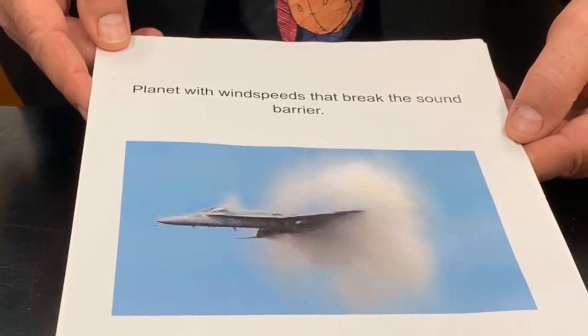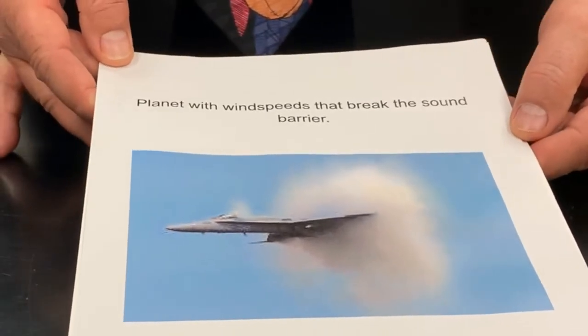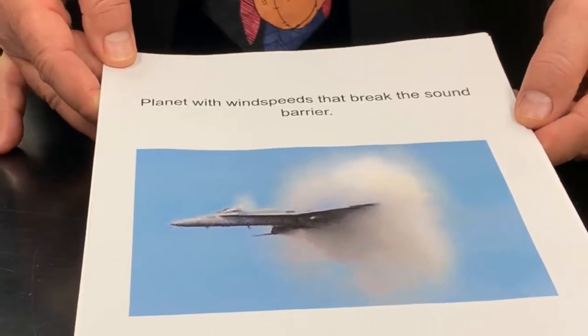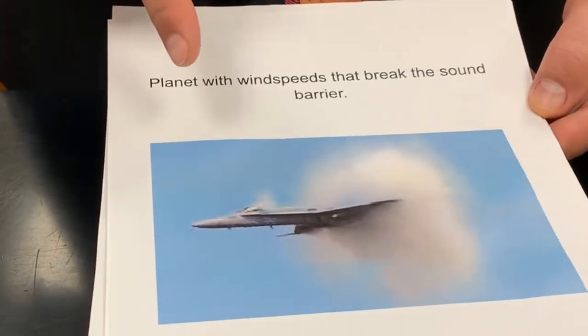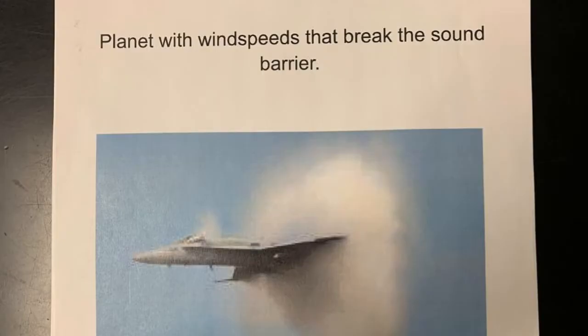Next slide we have here, planet with wind speeds that break the sound barrier. Of course, you have a jet fighter in our picture, and when a jet fighter breaks the sound barrier, you have this mini explosion, so to speak. And of course, the planet that has wind speeds of over 700 miles per hour, that definitely blows some leaves around, would be planet Neptune. The planet with wind speeds that break the sound barrier.